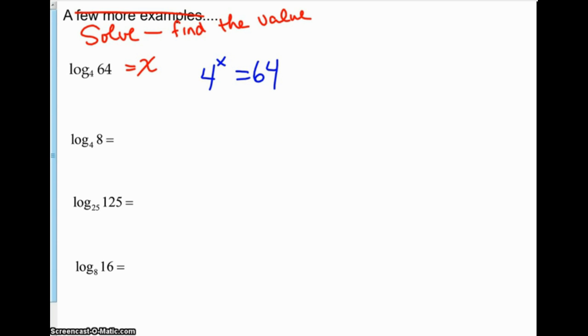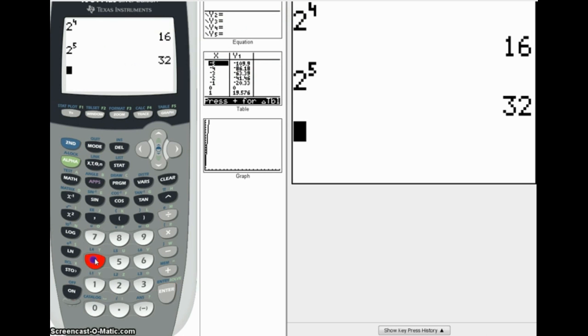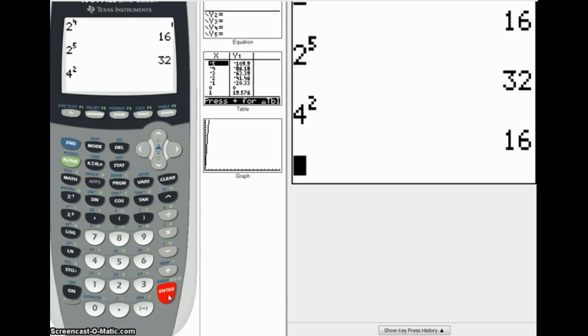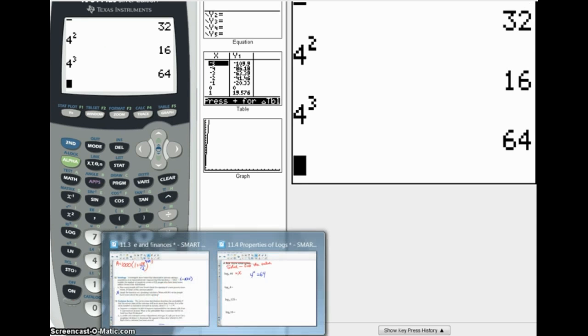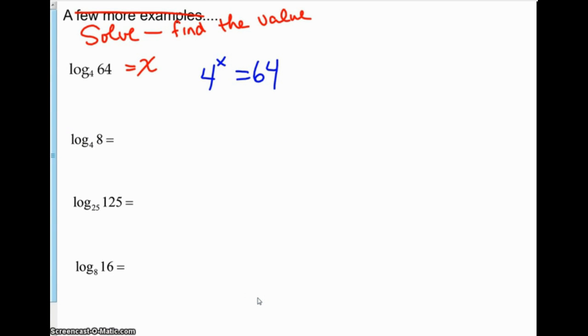You're going to say to yourself, 4 to what power equals 64? I'm looking for the power. And here's where guess and check is really beneficial. I might start and say, well, I don't think it's 4 to the 2nd because I know that's 16. But what about 4 to the 3rd? 4 to the 3rd is 64. Since 4 to the 3rd is 64, my x value was 3. Beautiful. Works out just fine.